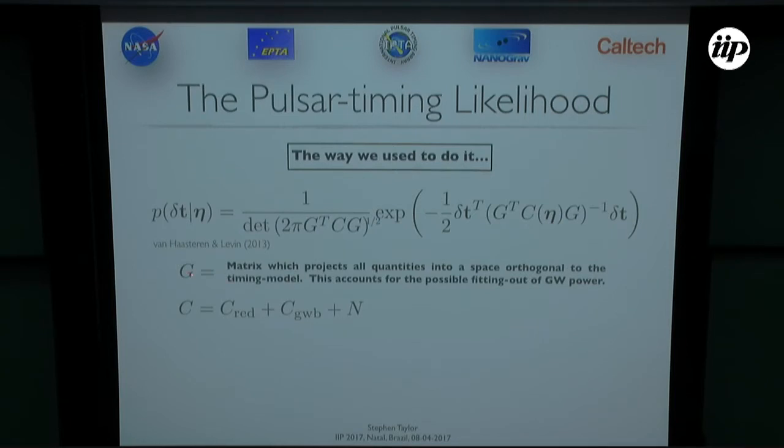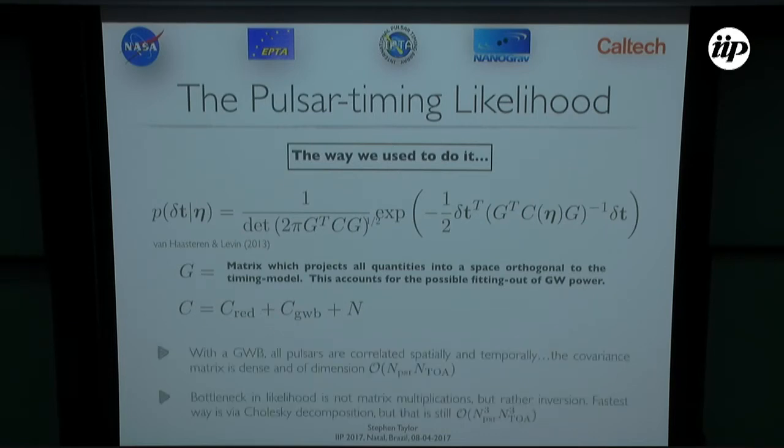What this G matrix does here is it projects you into the null space of the pulsar timing model, and it means you correct for any possible removal of the gravitational wave power when you've done the initial fit. And this dense covariance matrix in here with some parameters which you care about will be composed of the white noise, the intrinsic red noise per pulsar, and then the spatially correlated gravitational wave background. So with the gravitational wave background, as I said, all pulsars are spatially correlated.